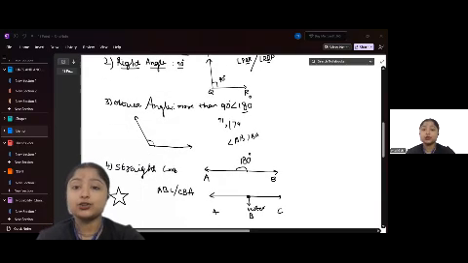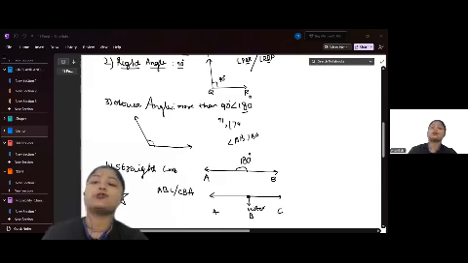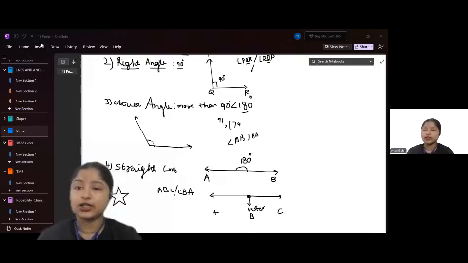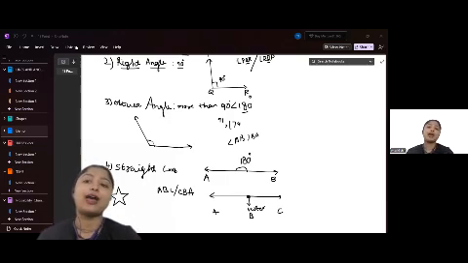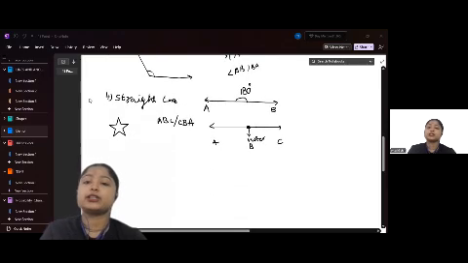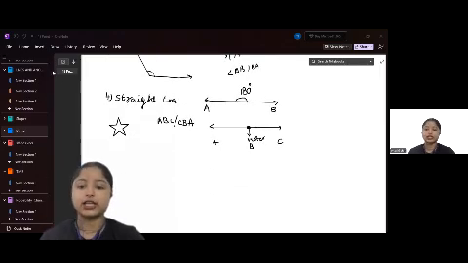Then we did the obtuse angle. An obtuse angle is greater than 90 degrees and less than 180 degrees. So it's in between. It does not have a fixed value like a right angle, but it varies between 90 and 180 degrees. Then after that comes the straight angle, which is exactly 180 degrees. It has a fixed value of 180 degrees.